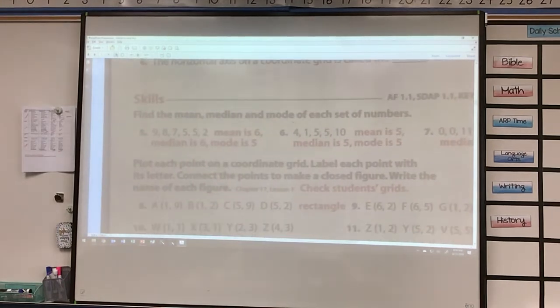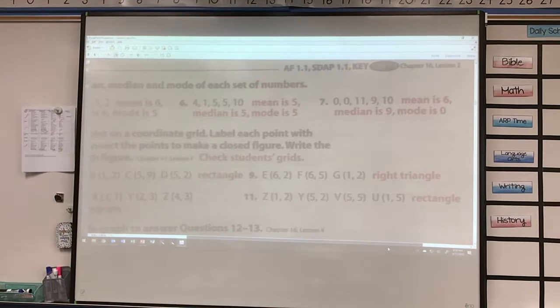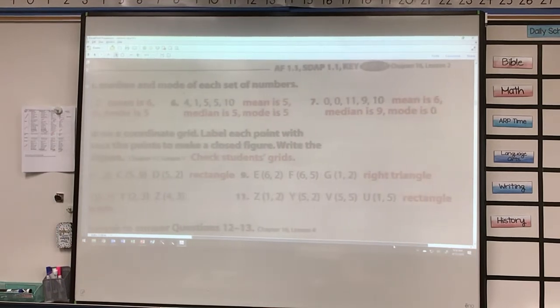For 8, 9, 10, and 11, you had to plot the points on a coordinate grid and then tell us what the shape was. So for number 8, it was a rectangle. For number 10, it was a parallelogram. For 9, it was a right triangle, and 11, it was a rectangle.